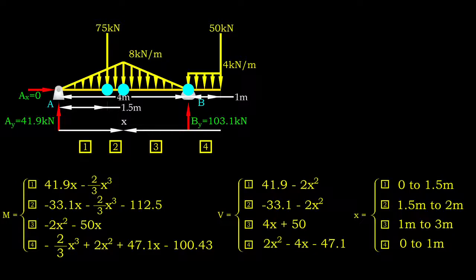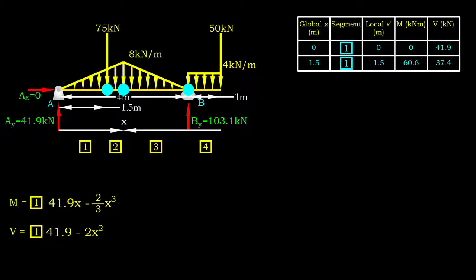Now, let's calculate the internal forces using these functions. What we are going to do is basically using the right function for the right place. For segment 1, the values of shear force at the beginning and end of segment are 41.9 and 37.4 kN respectively. The bending moment in this segment increases with x and is capped at 60.6 kN at the end of segment.